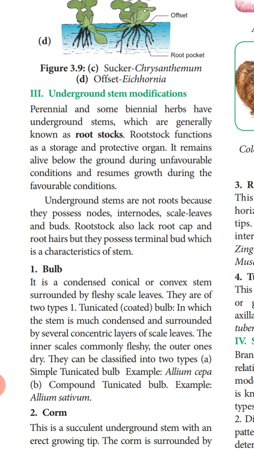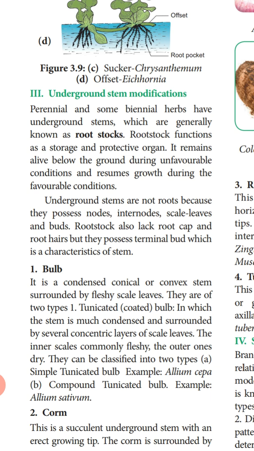Underground stems are not roots because they possess nodes, internodes, scale leaves and buds. Now how are we able to differentiate between an underground stem and an underground root? By the presence of the nodes, internodes and the scaly leaves over the buds. Root stalks also lack root cap and root hairs, but they possess a terminal bud, which is a characteristic of the stem. So the different types of underground stem modifications, they are the bulb.